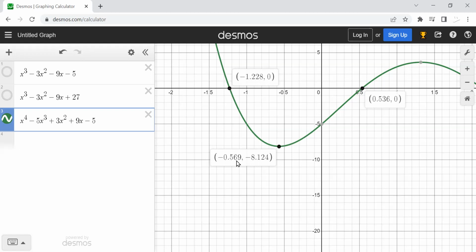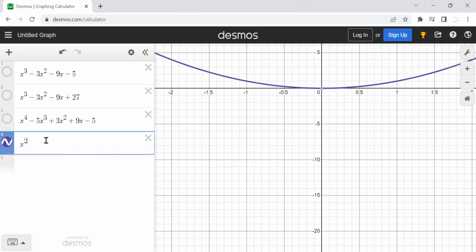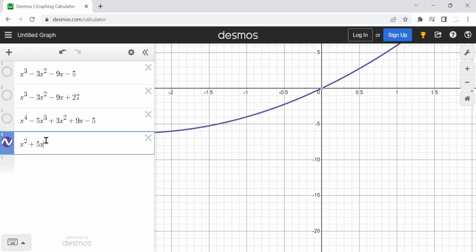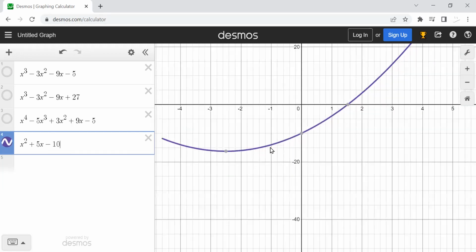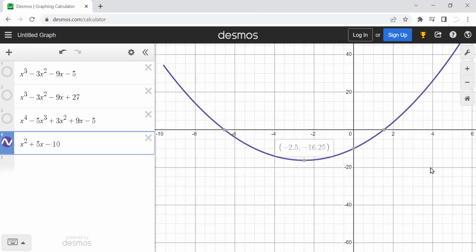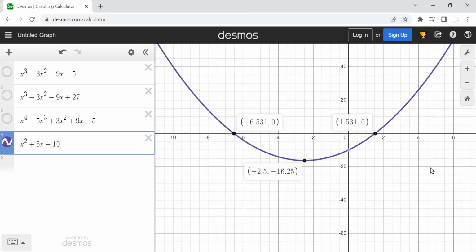No. Okay, good. Please remember that. From power 3, power 4, and power 5, any other power onwards, the graphs are no longer symmetrical about the turning point. Only for x squared is it a special case where you have symmetry about the turning point. Like for example, here is -2.5. It's directly in between those 2 points, -6.531 and +1.531. Okay. Can?